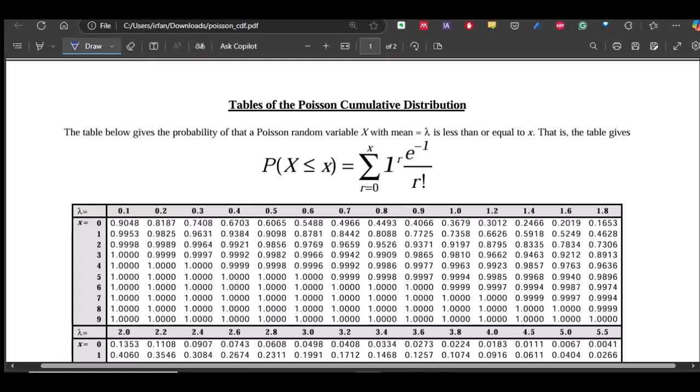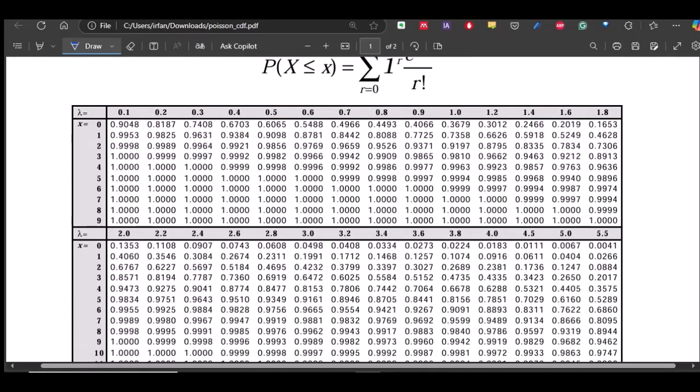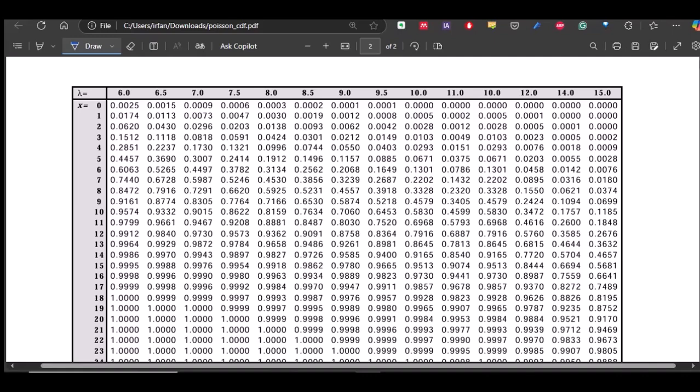This is the Poisson distribution table. Let me move to lambda equal to 10. This is lambda equal to 10. In that we have to find the values at 8 and 5, because we need x less than or equal to 8 minus x less than or equal to 5. So let me find their values. At 8 we have the value 0.3328, and at 5 we have the value 0.0671.